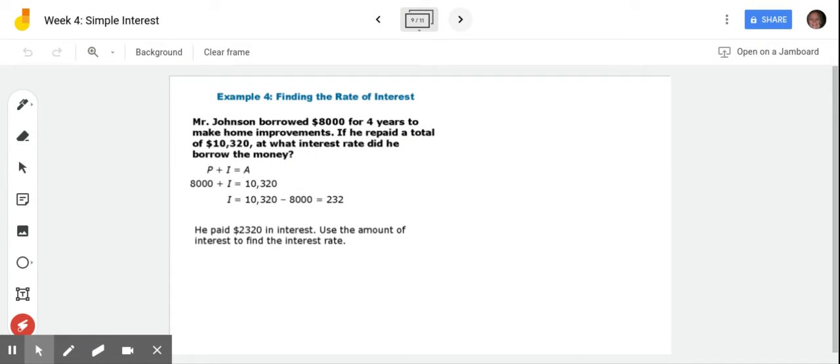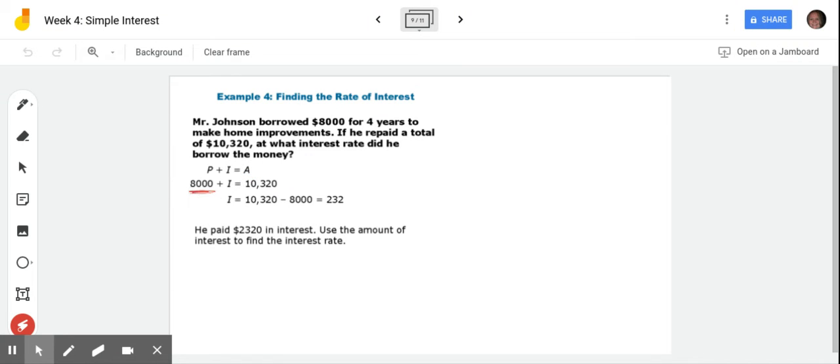Mr. Johnson borrowed $8,000 for 4 years to make home improvements. If he repaid a total of $10,320, what interest rate did he borrow the money at? So now we are looking for the rate. First, we need to find out what the interest was. So he borrowed 8,000, but he repaid 10,320. So this 10,320 represents the total amount with the interest and the principal.